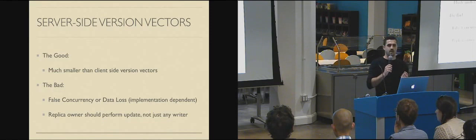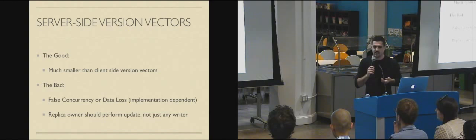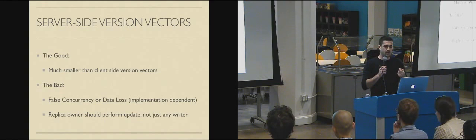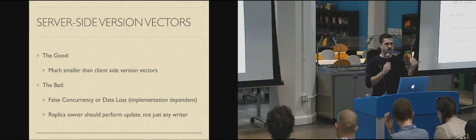One other limitation of this is that, let's say you choose the replica as the identifier, the replica has to be the one that performs the update, because we can't update the clock of somebody else's process. That's one of the rules of the vector clock, right?